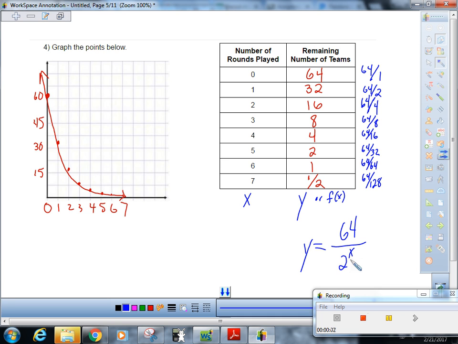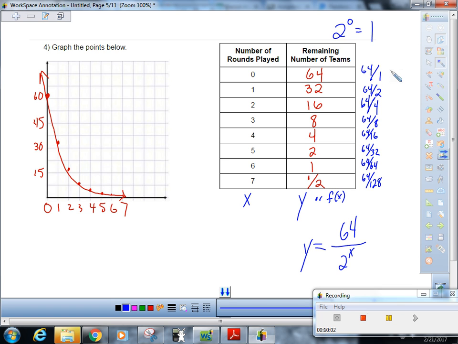Okay? Let me talk to you about some things that might confuse you. Do you remember how you hated this in algebra? What's 2 to the 0 power? It's 1. You hated that. Now look at this. This is 64 divided by 2 to the 0.